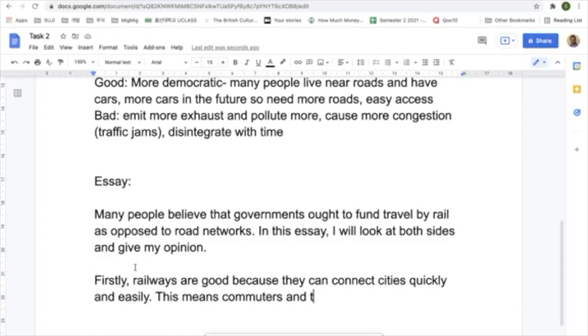This means commuters and travelers can move between places with minimal effort.